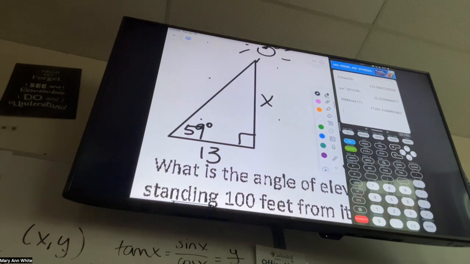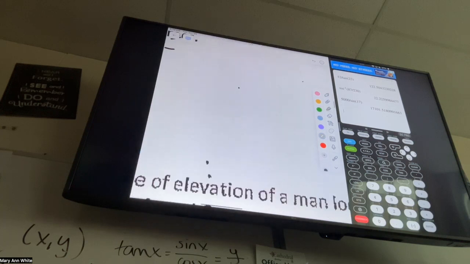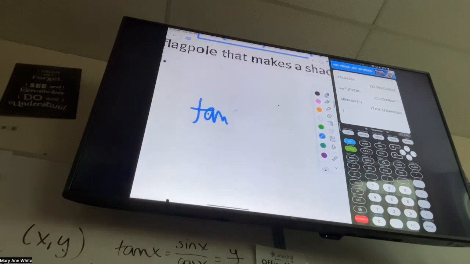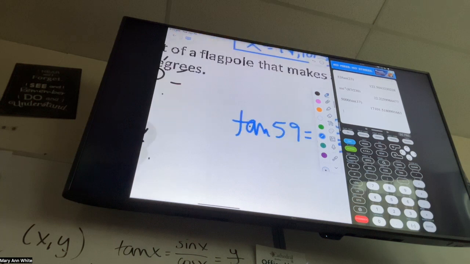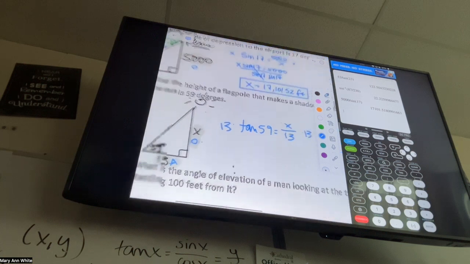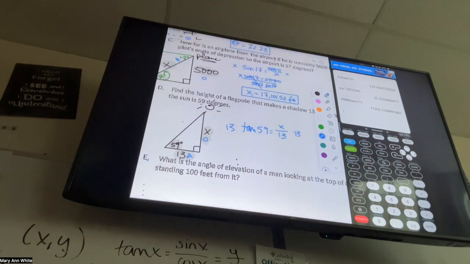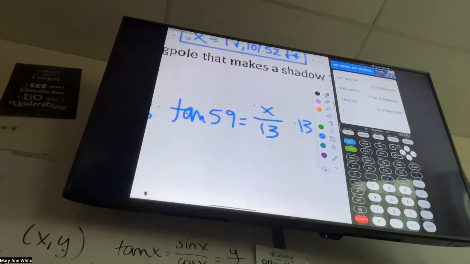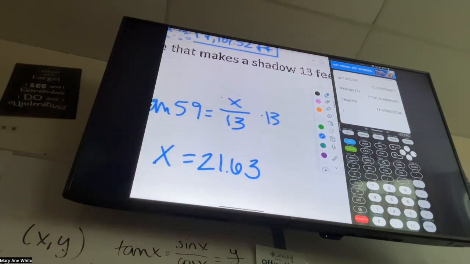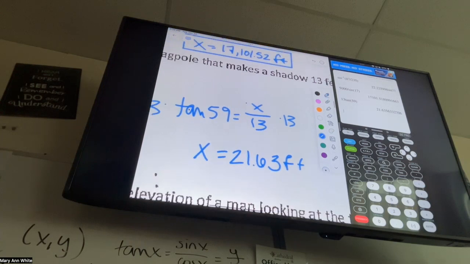Which trig function am I going to use now? Tan, SOH CAH TOA, opposite over adjacent. And this is actually probably the easiest one to solve. Tangent of 59 equals x over 13. Just multiply by 13 on both sides. And then we're just going to do 13 times tan of 59 in the calculator. And I get x equals 21.63. Is that what you guys got? Okay, awesome.